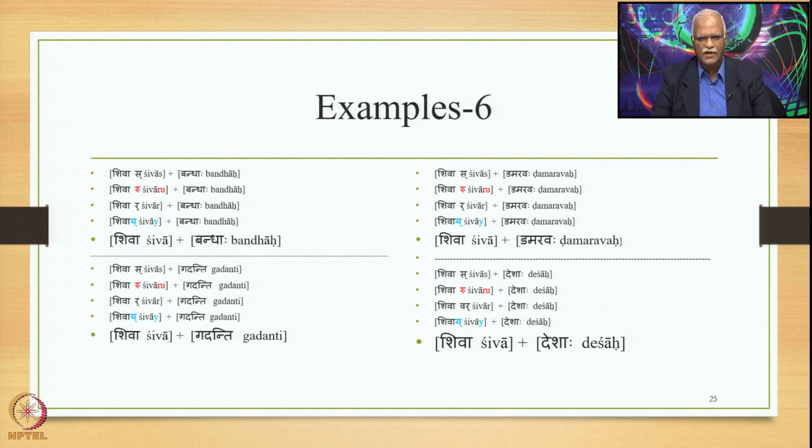Then we have Shivas plus Damaravaha, and the same process happens, and then we get Shiva plus Dhamaravaha as the finally derived form. Then we have Shivas plus Deshaha as the basic input, and finally we get Shiva plus Deshaha after we apply all the relevant sutras, generating such next steps in the prakriya as are required for this sutra to apply. So we get Shiva Deshaha as the finally derived form.